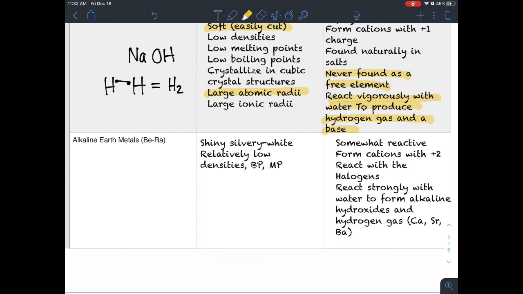But we'll also use it when we're looking at some empirical formula work, where we're trying to actually determine the true formulas. It'll be a really nice little quantitative lab that you'll do.